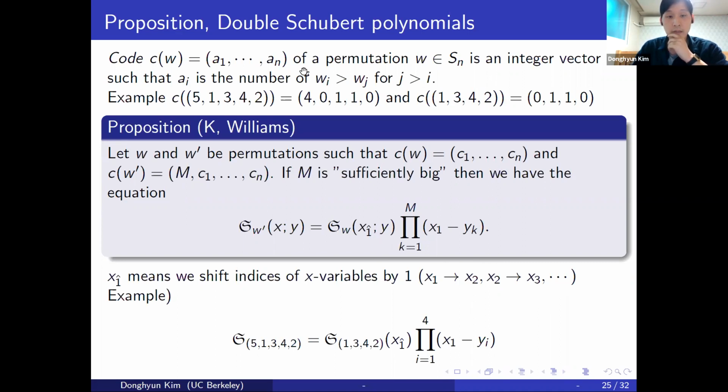And this is the example here. The permutation 5, 1, 3, 4, 2, we computed the code here, and permutation 1, 3, 4, 2, we computed the code here. And in this case, 4 is sufficiently large. So we have this equation by applying the proposition. I don't think this equation was in the literature, and the proof uses the reduced pipe dream formula of double Schubert polynomials and the combinatorics of reduced pipe dreams established by Bergeron and Billey.